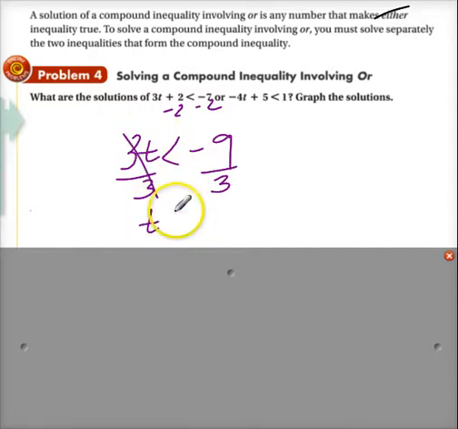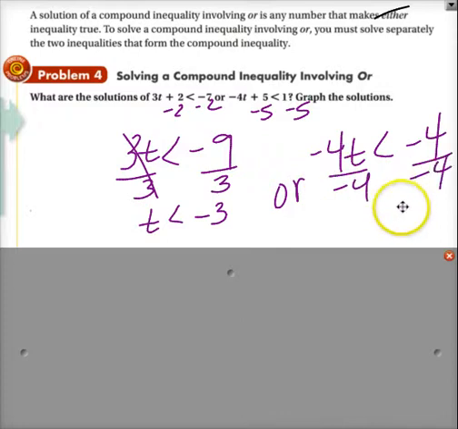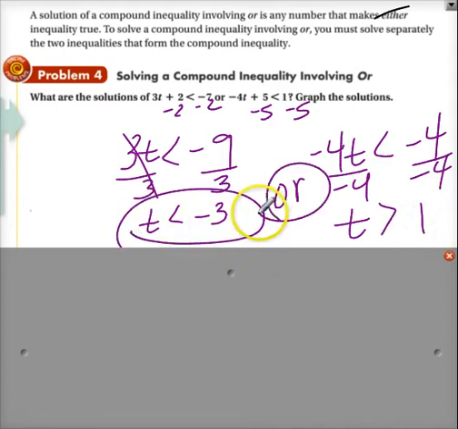I have t is less than negative 3, or negative 4t plus 5 less than 1. I'm going to subtract 5 from both sides. So I have negative 4t is less than negative 4. Divide by negative 4. Oh, here's where we're dividing by a negative. So I have t greater than 1. So my answer is t is less than negative 3 or t is greater than 1.